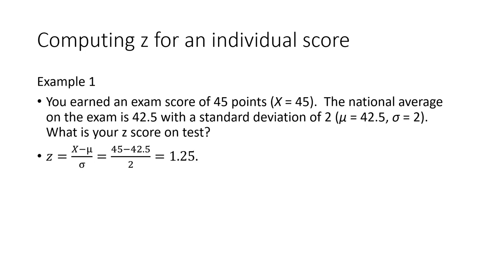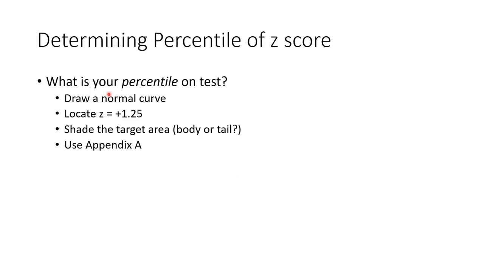You should have found that the z-score is 1.25. The score goes in for X. The population mean goes in for mu. And the standard deviation goes in for sigma. Now we want to try and find what your percentile is.